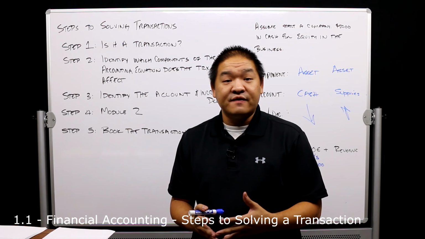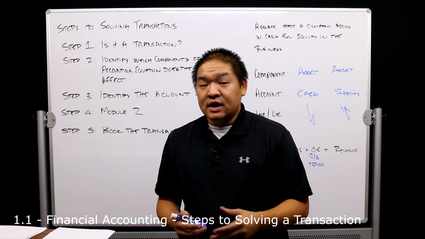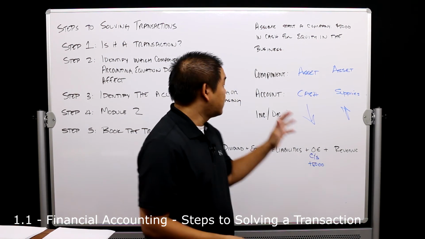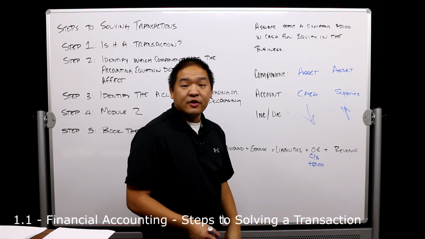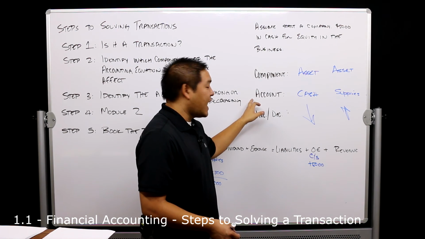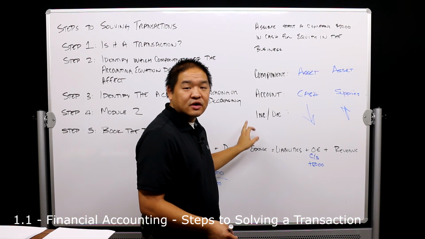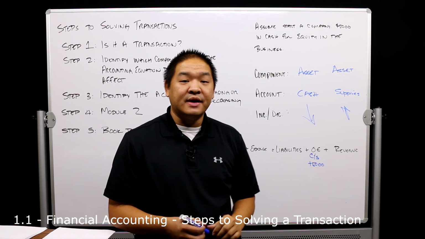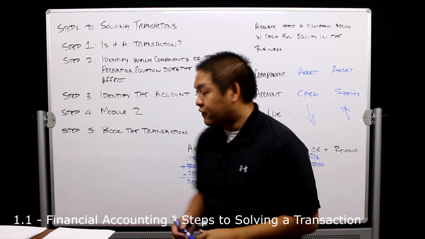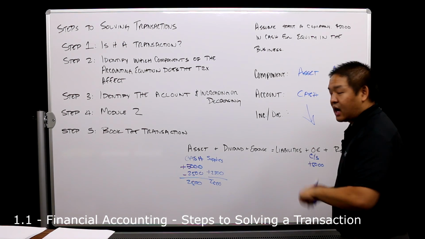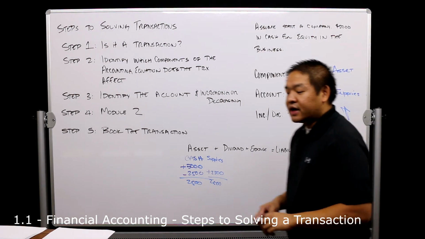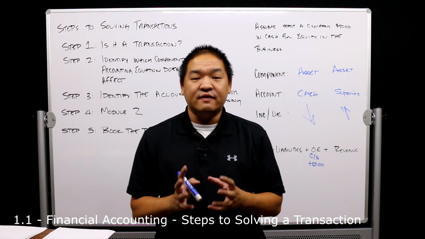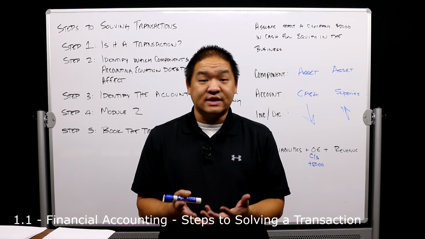Step number 1 is we got to figure out whether or not it's a transaction. Step number 2 is we're going to look at the components, what component it is. Step number 3, we're going to look at what accounts we're going to hit. And we're also going to look at if we're going up or down. Step number 4, we're going to talk about in another lesson. And step number 5, we're going to book that transaction into the accounting equation. Okay? So again, this will give you a brief understanding of the accounting equation and how we book a transaction.